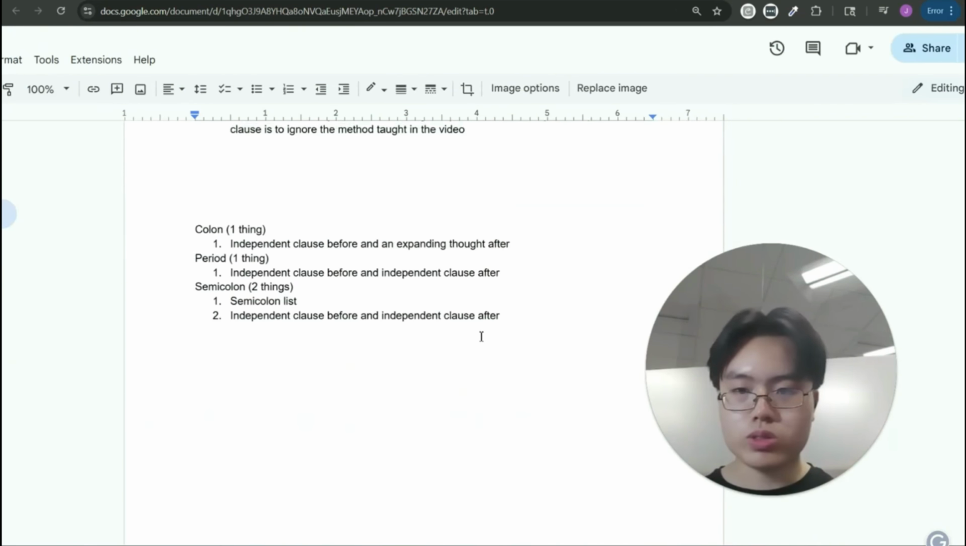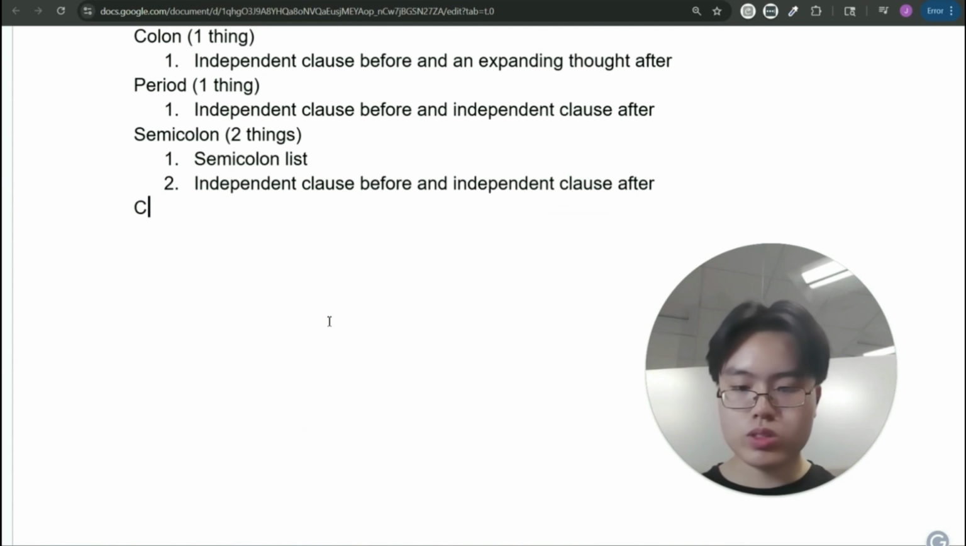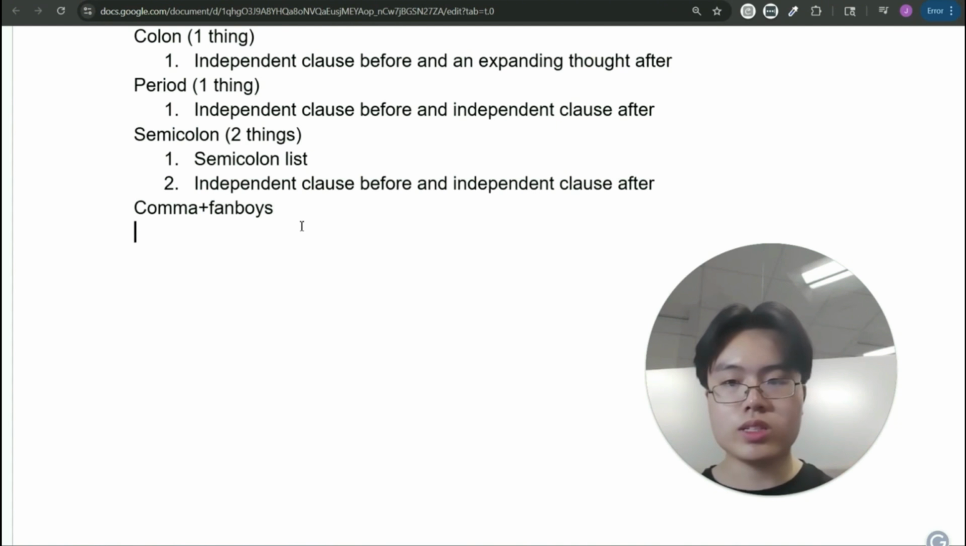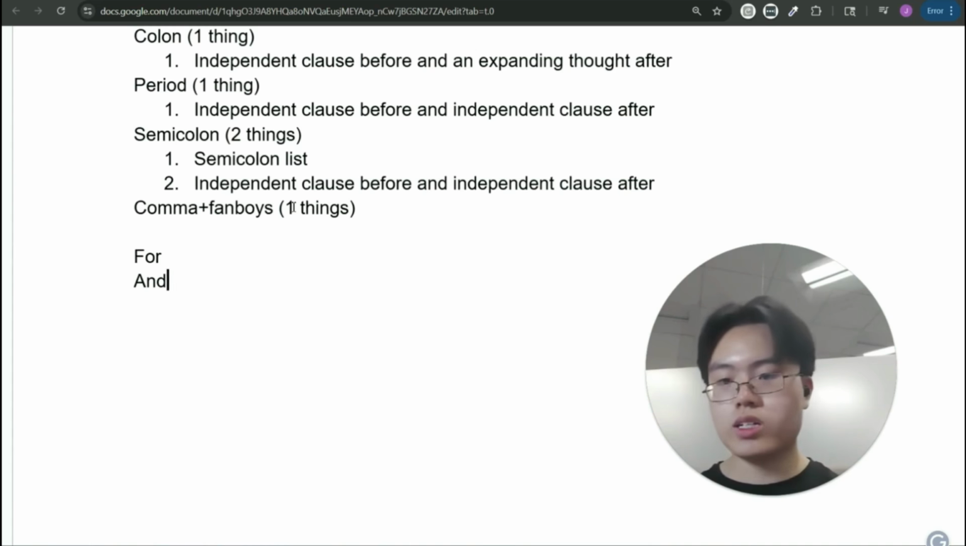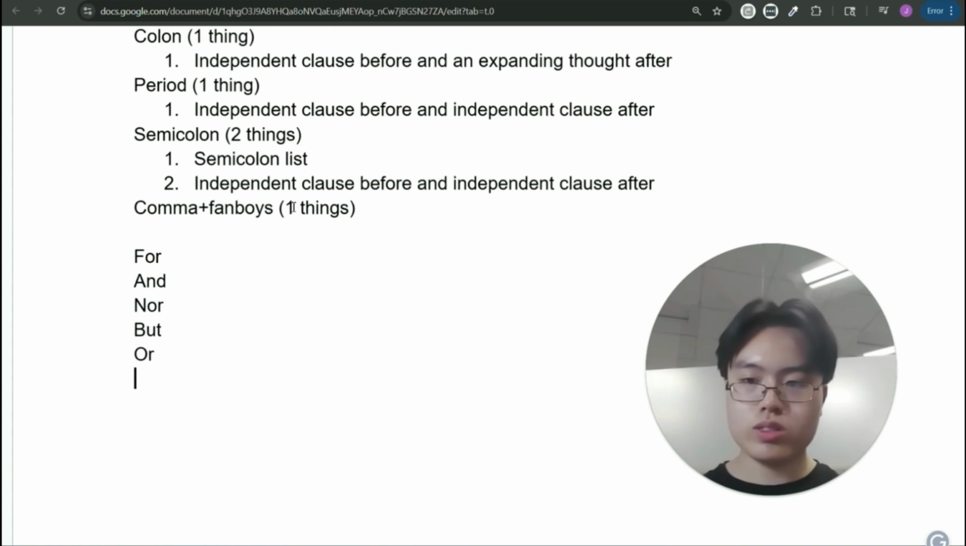Okay, that's semicolon list questions. Now let's move on to the next thing, which is comma plus FANBOYS. Now you need to be careful because a lot of people forget about this. It's not that common, but you need to know this, okay? What is FANBOYS? FANBOYS is an acronym for and, nor, but, or, yet, so.